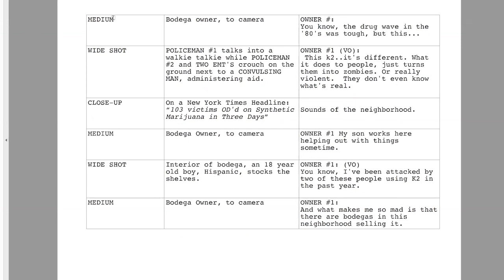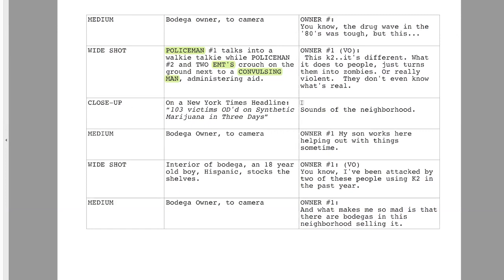You know, the drug wave in the 80s was tough, but this... And now we go to a wide shot of a policeman and two EMTs crouching next to a convulsing man administering first aid. So again, crime, safety in the neighborhood. It's right outside of the bodega, and the owner says synthetic marijuana, it's different. It turns them into zombies or really violent, and they don't even know what's real.